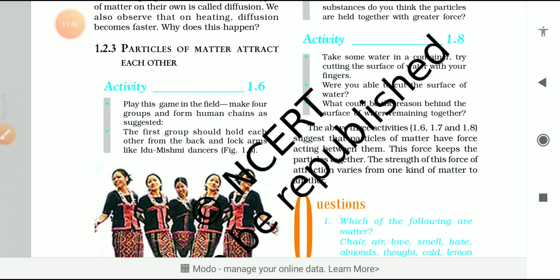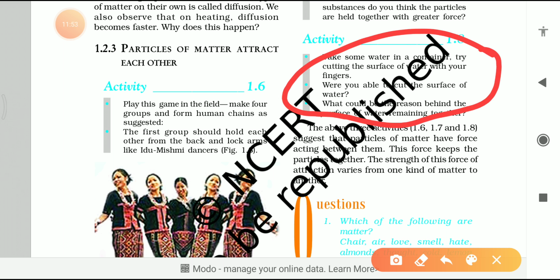Again, students, in this activity they want to explain the force of attraction. We cannot separate the water, we cannot separate the flow of water, but we can easily press it. Again they want to say that the force of attraction is very less in the flow of water.